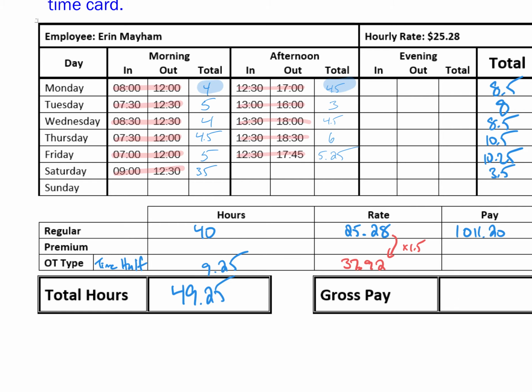So now figure out what 37.92 times 9.25 is. $350, $76.76. Very good. 350.76. And now we're going to add these together. So that's going to be 1361.96. That is the gross pay.